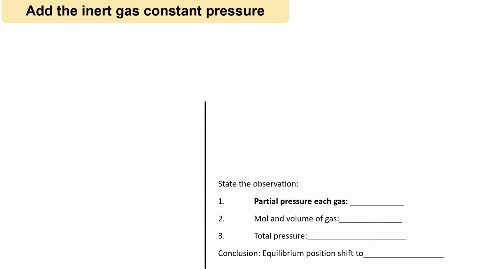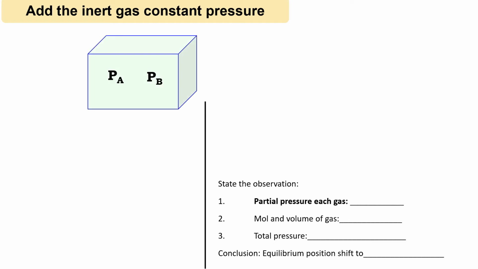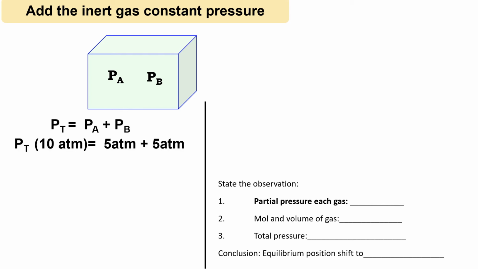Now this is part B, where we add the inert gas at constant pressure, meaning you keep the pressure the same. Even if you add the inert gas, the P total is constant. So this is an equilibrium of PA plus PB. P total equals PA plus PB. We assume PA equals 5 atm and PB 5 atm, so the total P is 10 atm. As you know, each is calculated as mole over volume times RT.